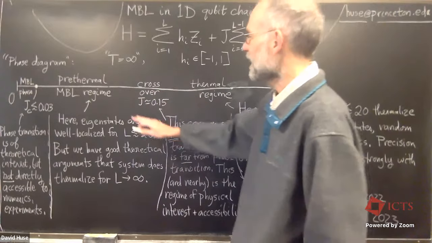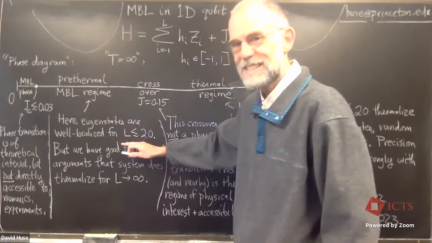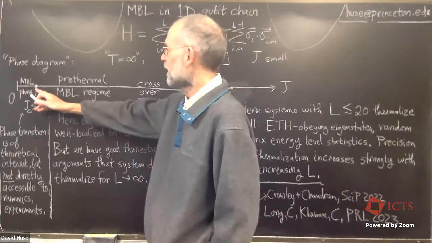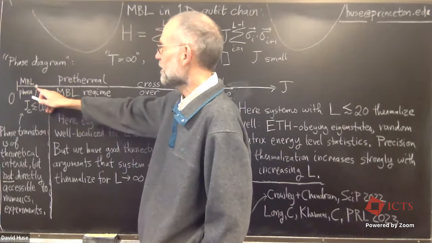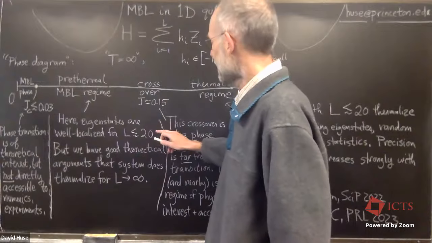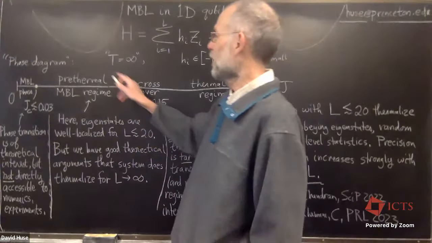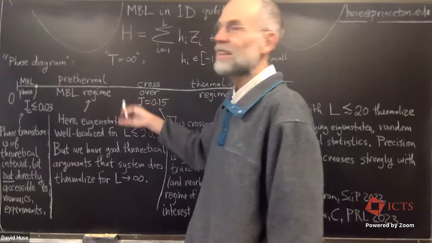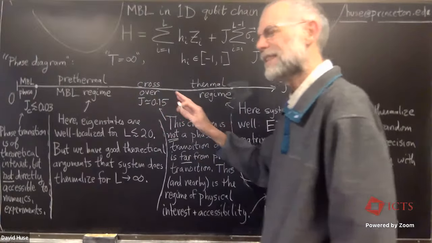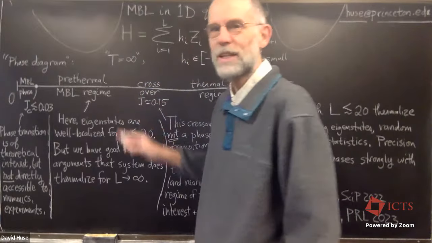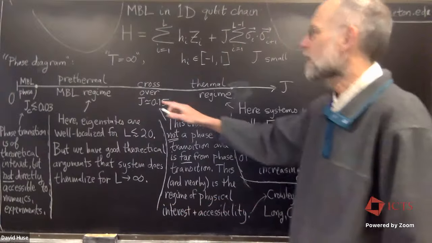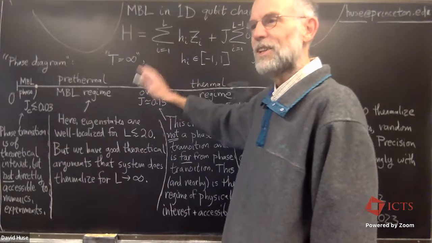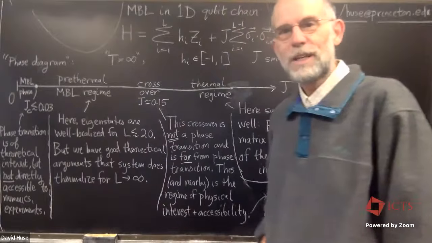I think I said the eigenstates are well localized, far from ETH, and we have a bound on the phase transition. So the system at the sizes we can access looks very much like MBL, but we have good arguments that in the limit of large L it will thermalize, or not that it will thermalize, but good arguments that it's not in the MBL phase. So that's what I mean by this regime. It's not in the MBL phase, but it looks MBL at the sizes we can access.